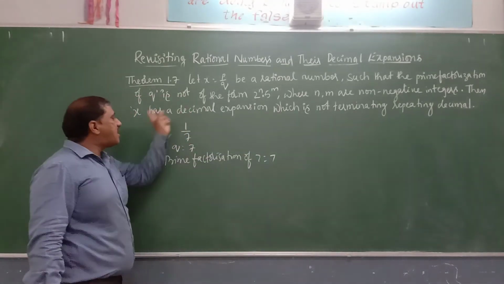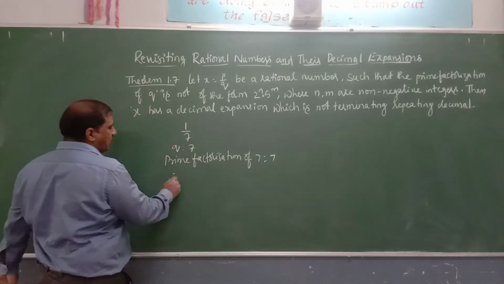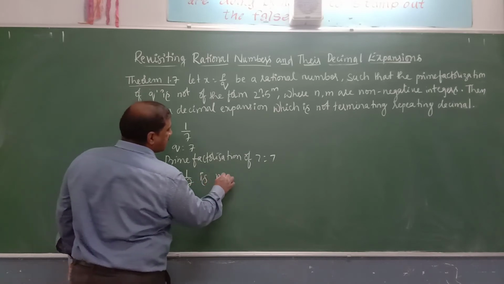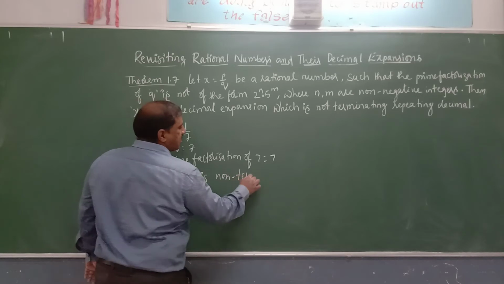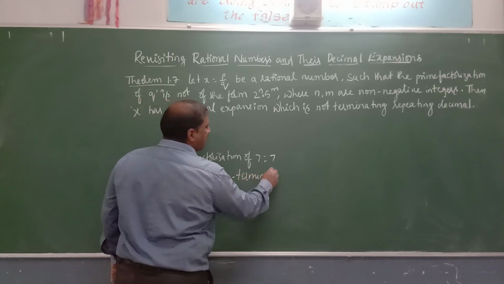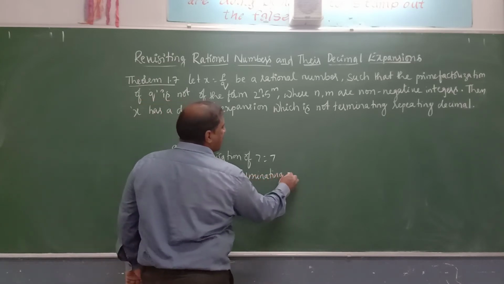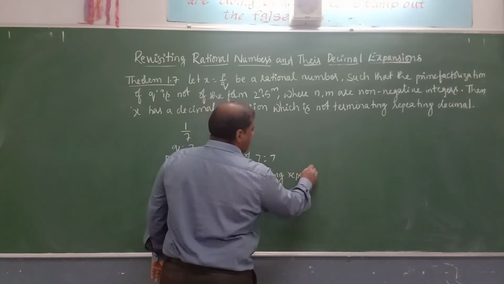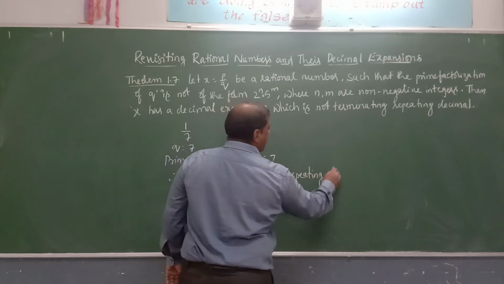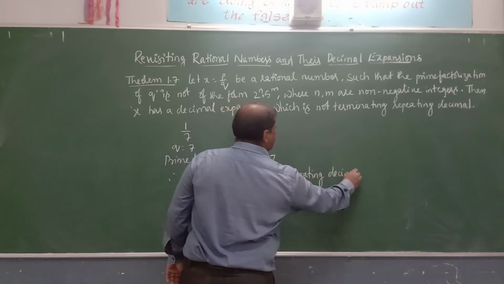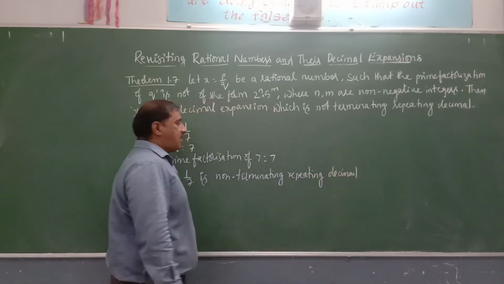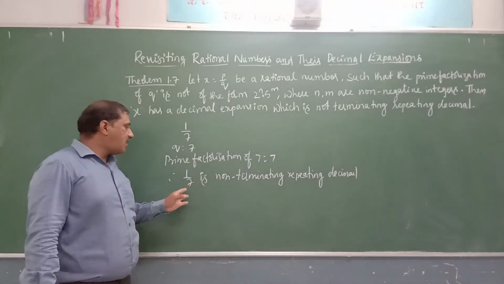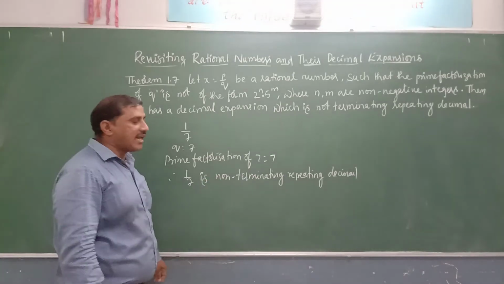Therefore, the decimal expansion of 1 by 7 is a non-terminating recurring or repeating decimal. If we divide 1 by 7, we can find out it is a non-terminating repeating decimal.